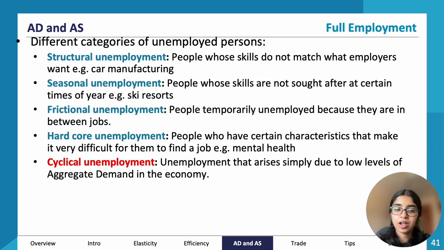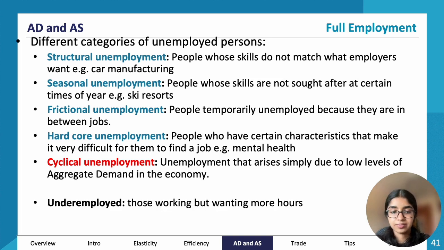The final type of unemployment is cyclical unemployment. That's where we have unemployment just because there are low levels of demand in the economy. This is something we want to avoid. We don't want people being unemployed just because the economy is not doing great.